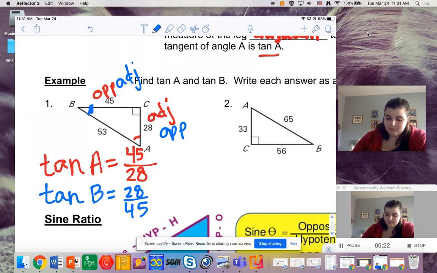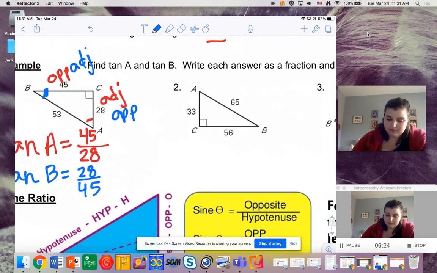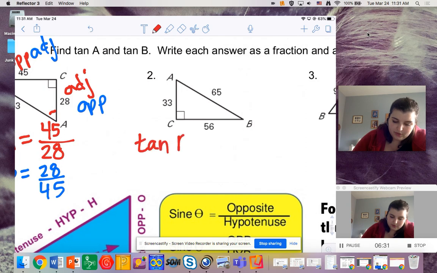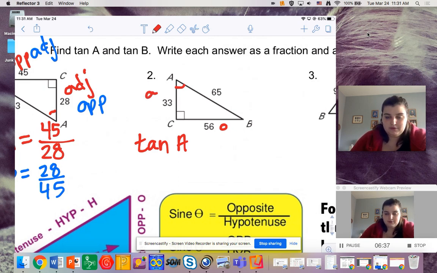Okay, so same thing with this one. And I'll just continue on with my little pattern here. Tangent is opposite over adjacent, and you can get a little bit shorter: opposite O, adjacent A. I like to label them all the time until I really get a handle on it. So that would be 56 over 33.